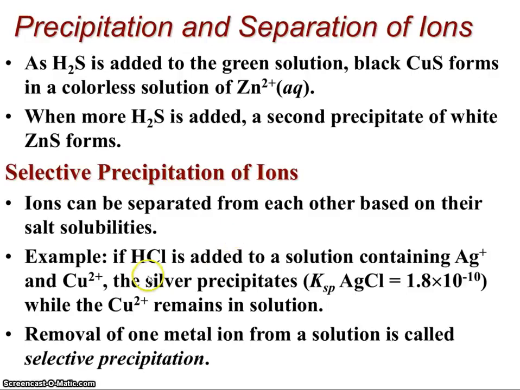So if HCl is added to a solution containing silver and copper, I'm going to form silver chloride. AgCl is going to precipitate out when the chloride concentration is the square root of 1.8 times 10 to the minus 10, about 1 times 10 to the minus 5 molar. So not very much HCl needs to be added to precipitate out the silver chloride, but the copper is going to remain in solution. That removal of one ion from a solution is called selective precipitation.